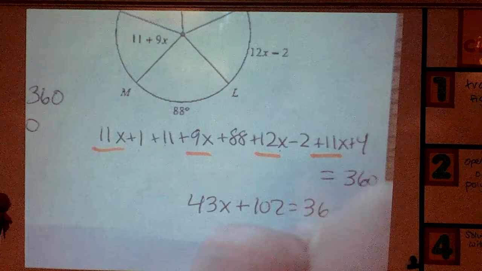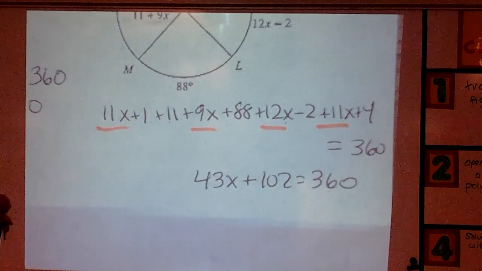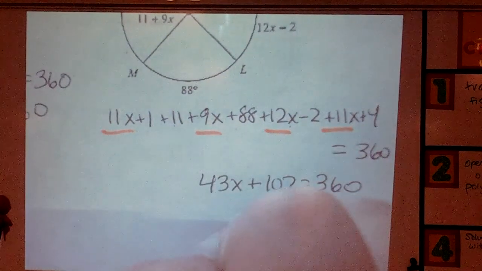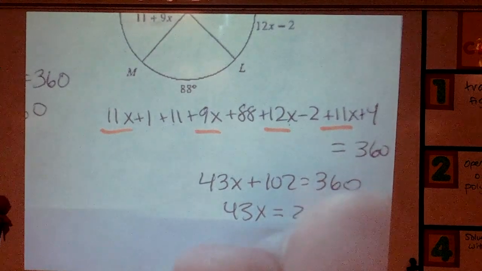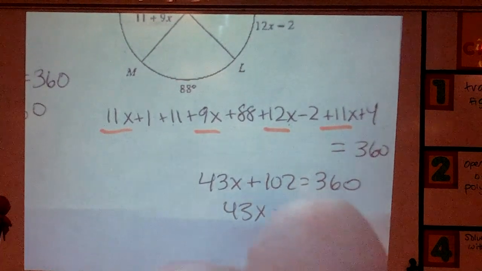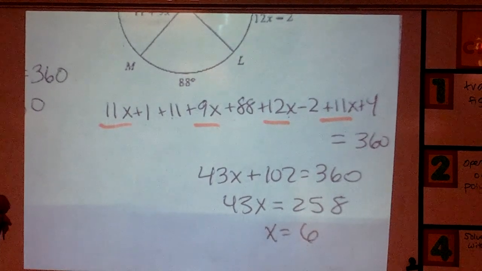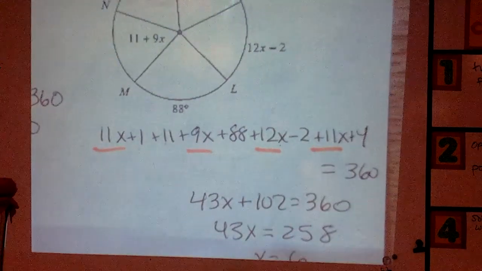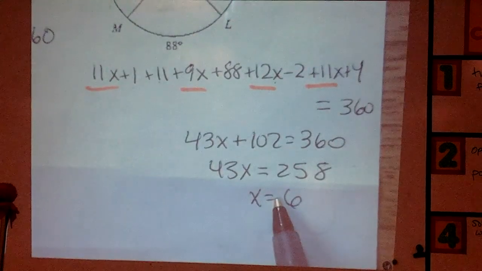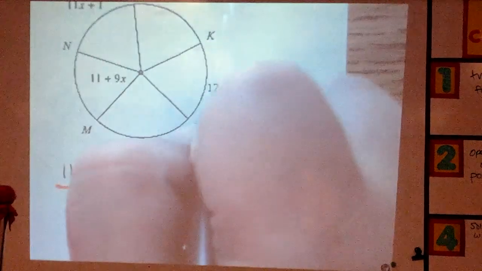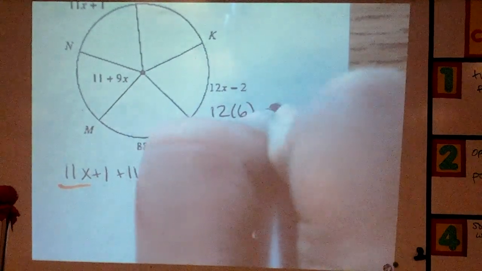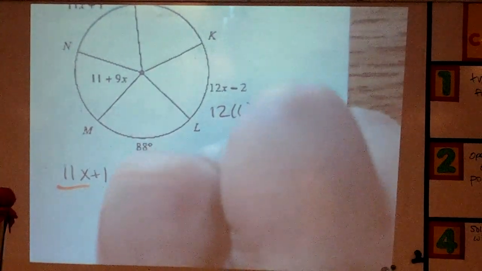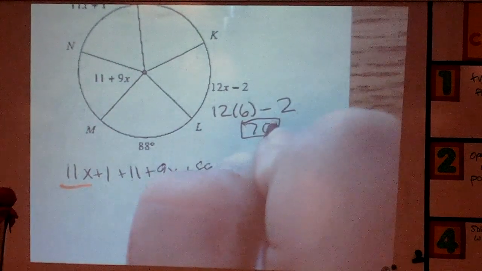And then I need to subtract and divide. So x equals 6. And I always need to look back and see what my actual question was. My actual question was, what is KL? Did I find KL? No, I found x. So I need to go back and plug in 6 for x, which is going to end up with 70. So KL is 70 degrees.